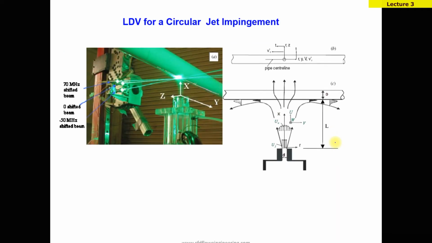Then there is laser Doppler velocimetry for jet impingement. Here two laser beams are there, perpendicular to the jet velocity. From that point of view, this orientation should be done. I am not going into detail. We are interested only in CFD, but I am just presenting in brief.